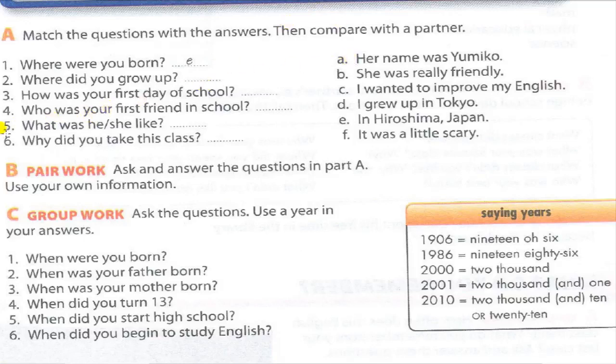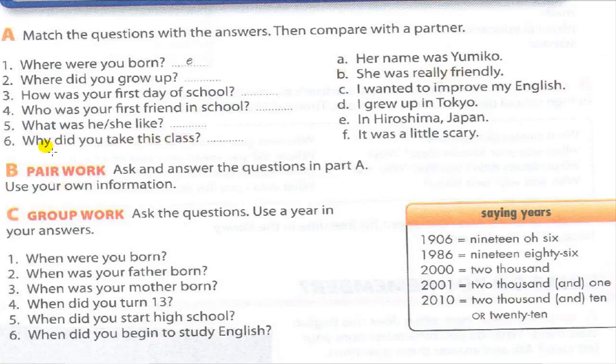5. What was he like? What was she like? What was his character? What was her character? Tell me about him or her. 5. B. She was really friendly. What was she like? She was really friendly. B. 6. Why did you take this class?